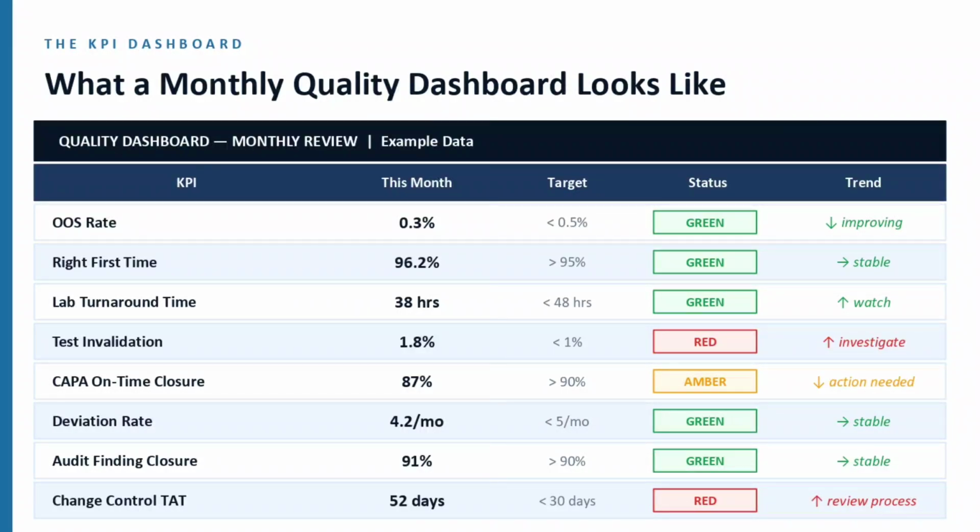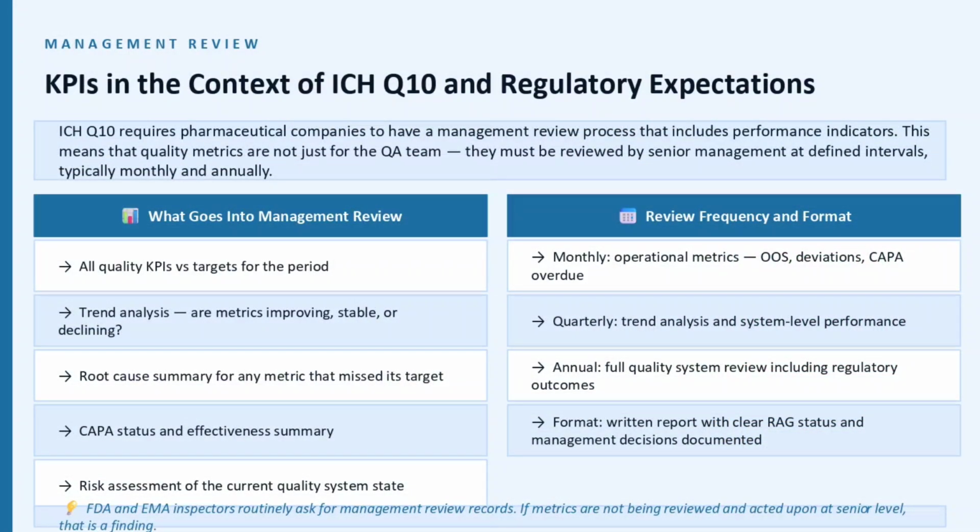Amber and red metrics get owners assigned and action plans documented. The decisions made in this review meeting must be formally recorded. Now let us connect KPIs to the broader regulatory framework.